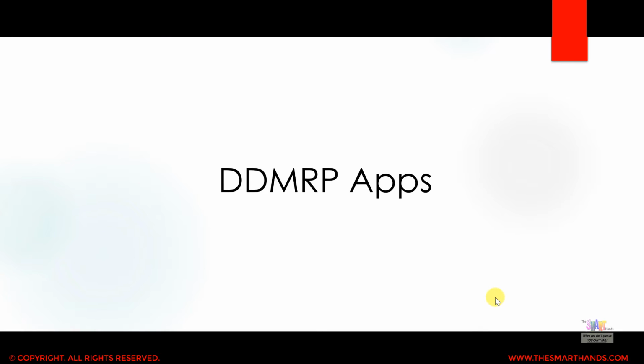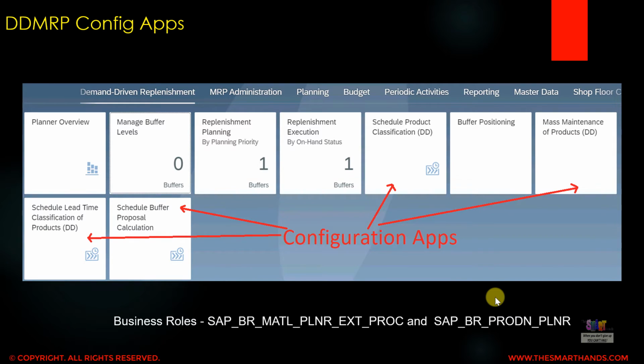Now from our S/4HANA system perspective, we'll discuss what DDMRP apps are available. There's a tile group called Demand Driven Replenishment. Under that you can see a couple of different apps. Apps such as schedule product classification, mass maintenance of products, schedule lead time classification of products, and schedule buffer proposal calculation are basically the configuration apps. The other apps you can see here are the operational apps.